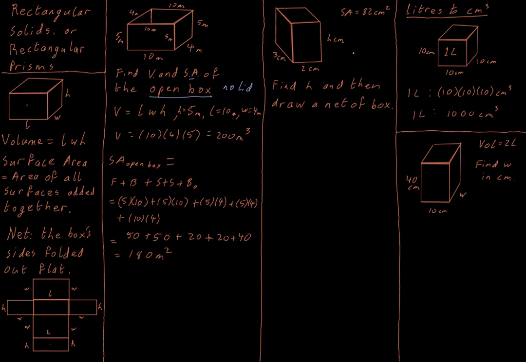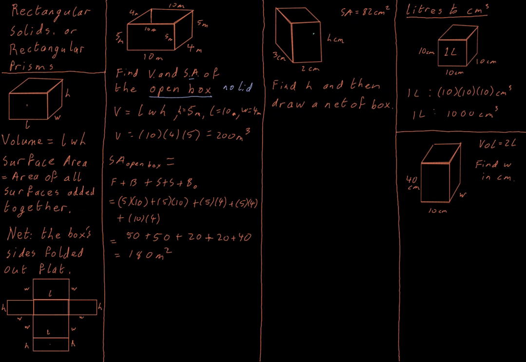And I'm told that the total surface area for our closed box, it doesn't say anything about an open box this time, is 82 centimeters squared. So I'm asked to find h and then draw a net of the box. I know that a net is where I unfold the box. So I need to find out what h is.